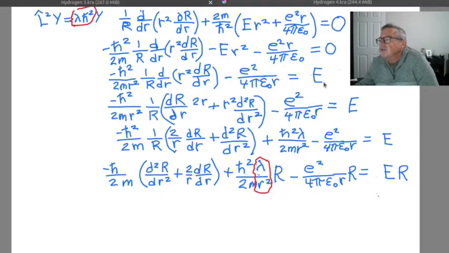And where did the r squared go? Oh, we divided by r squared. So that put the r squared down in this portion, and it put the r down here. There used to be an r up here, so you divide by r squared to cancel that, and you get an r down here. What changed here?